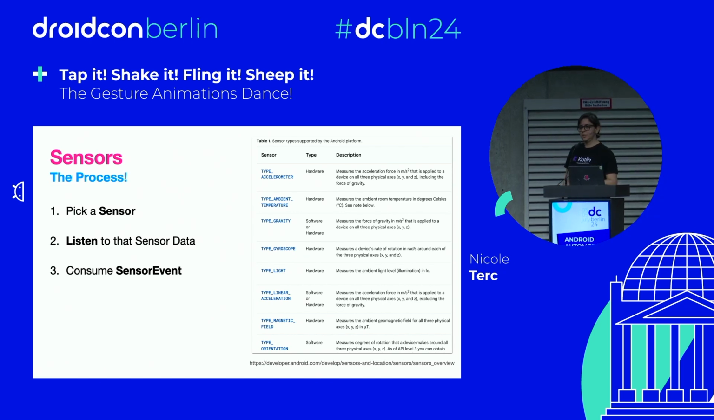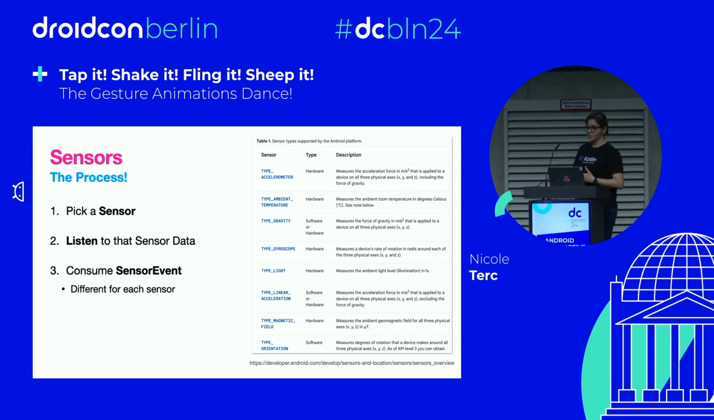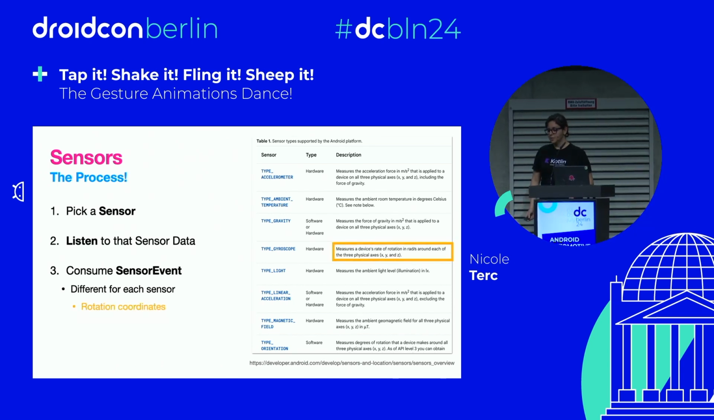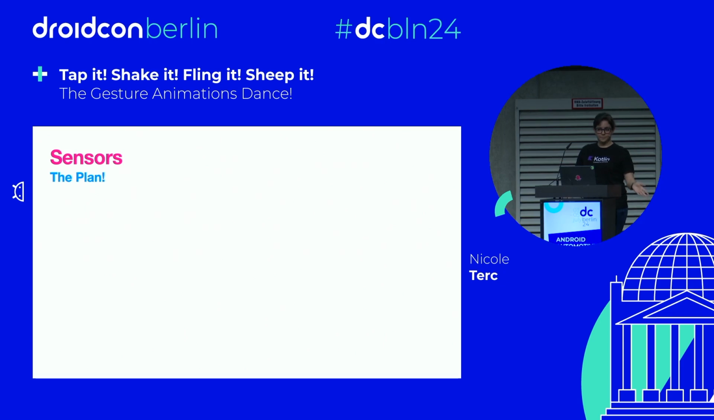Now, something important to call out here is that, of course, the sensor events are going to be different for each of the sensors. So if you're playing with the gyroscope, for example, you're going to get some rotation coordinates. But if you're playing around with the temperature one, you're going to receive temperature in degrees. So something important to do whenever you're starting with this is actually understand what type of data you're going to obtain. Cool. But in order to do all of this in code, we'll need a plan.